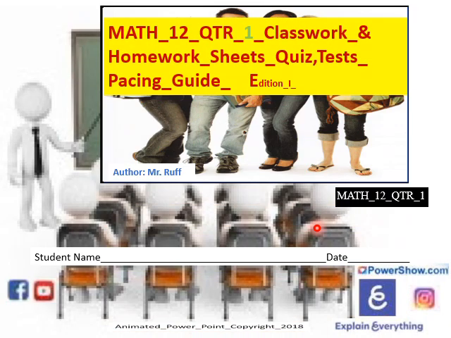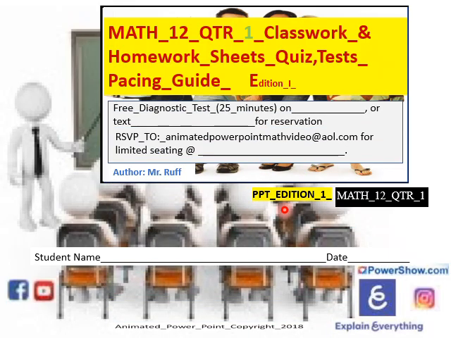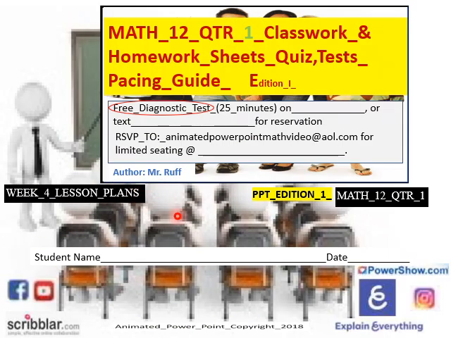So Math 12 Quarter 1, and we're going to do Week 4 here, PowerPoint and MP4. If you want in on this week, students, you have to pass a diagnostic test. Name and date here to sign in for your lesson plans for week 4.